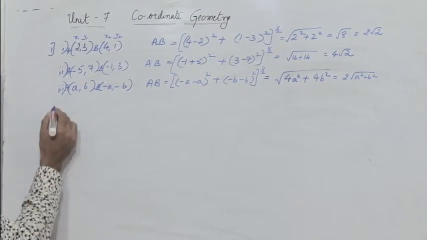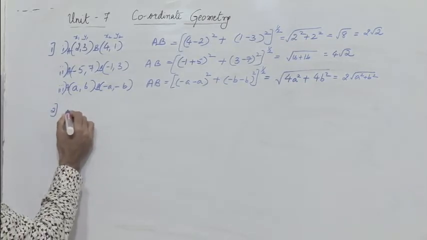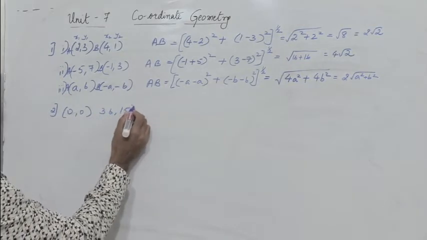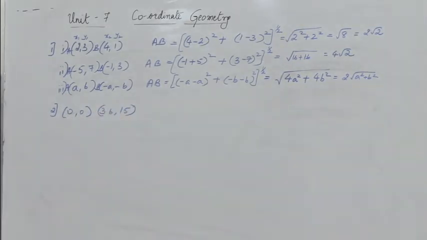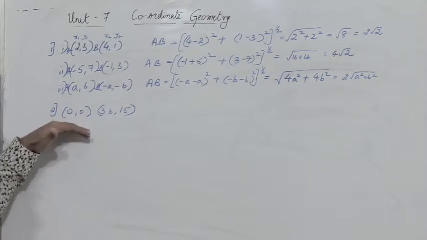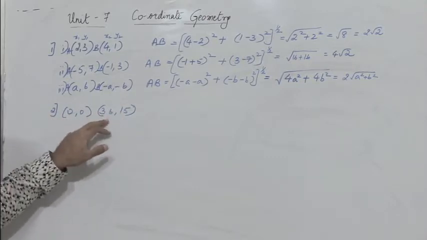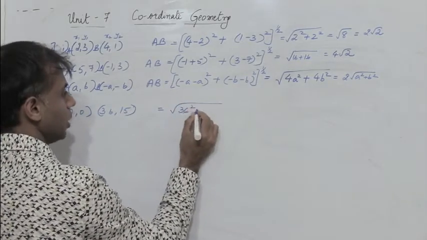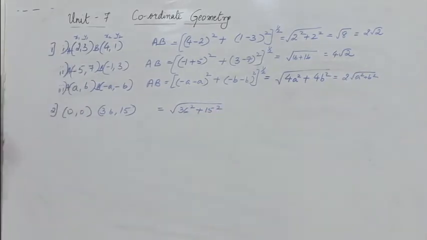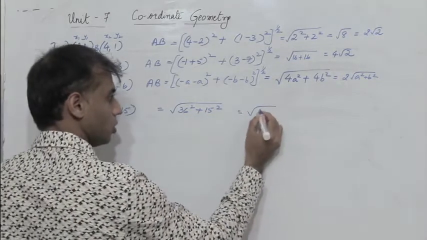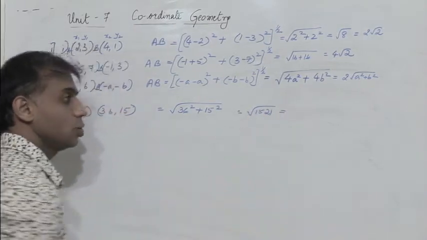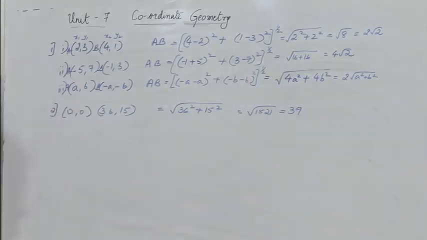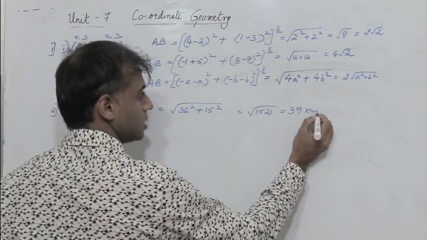The second problem here, we need to find the distance between the points 0, 0 and 36, 15. By definition, if one of the points is the origin 0, 0, then it's just going to be the square root of x square plus y square. So here the distance is 36 square plus 15 square, which is the square root of 1521. So 1521 is the square of 39. So the distance between these two is 39 kilometers as given in the problem.